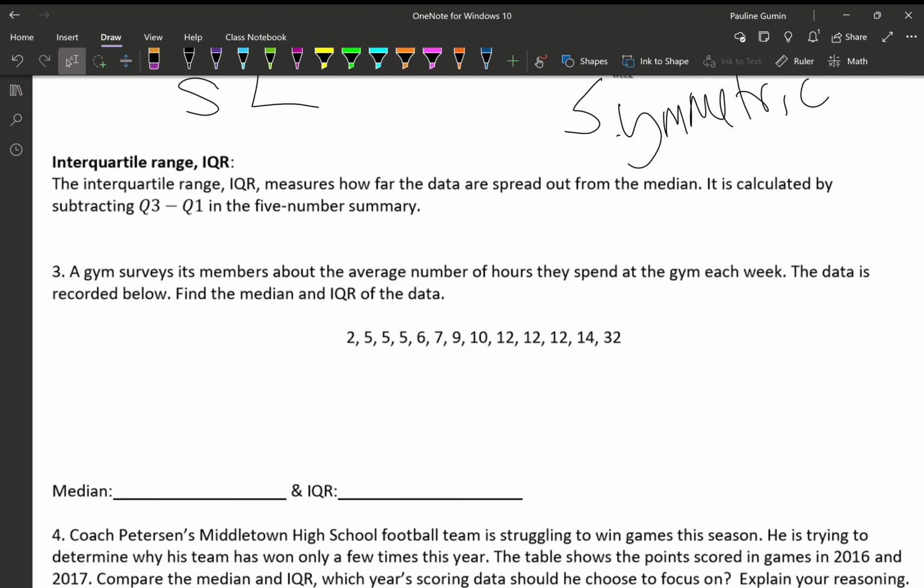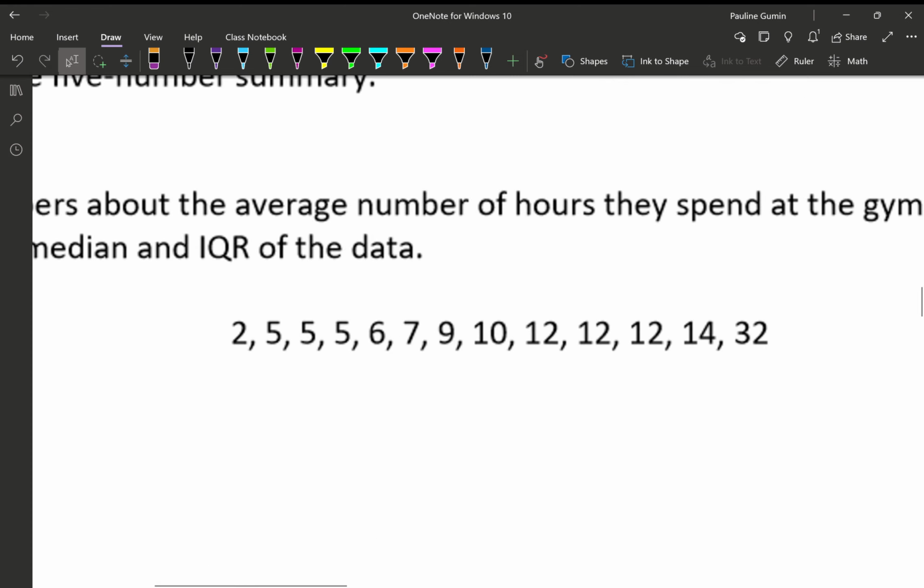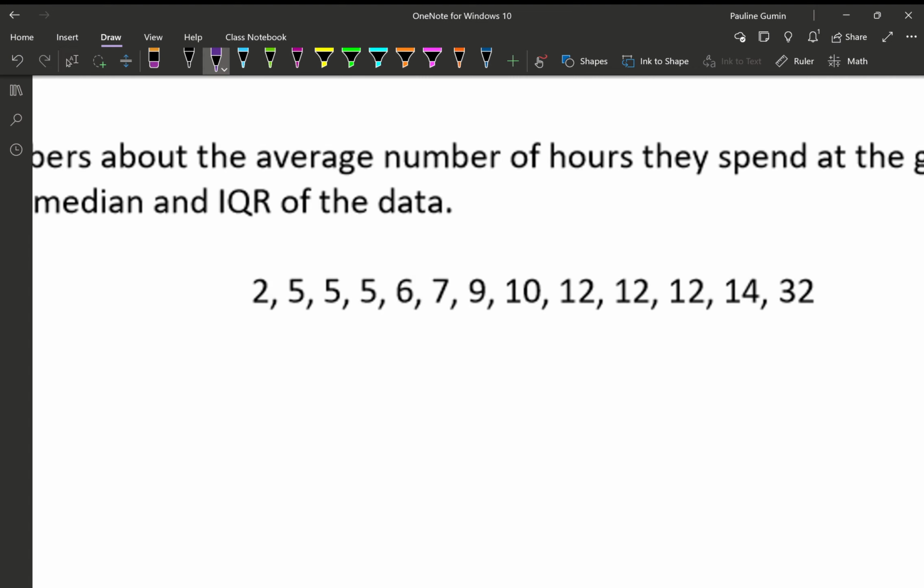All right, let's calculate the interquartile range. Here we have a gym survey that surveyed its members about the average number of hours they spend at the gym each week. The data is recorded below. Let's find both the median and the IQR. All right, let's start with the median because we need to find the median first anyways to do IQR.